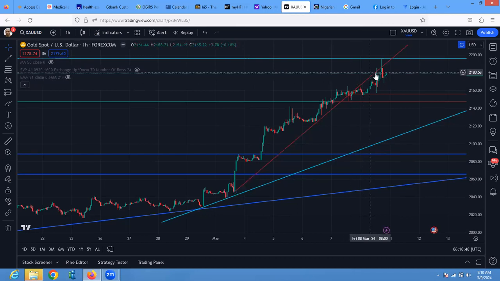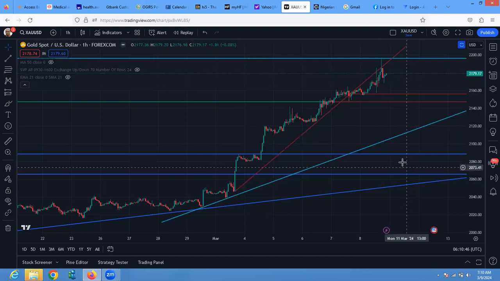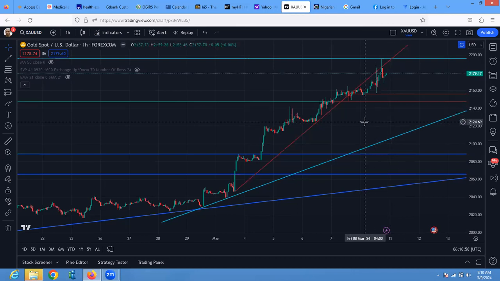So we need to see price action. We are looking for price action now, really. We are looking for price action and the move against this area for further upside. So it might not even break here before we go up again.